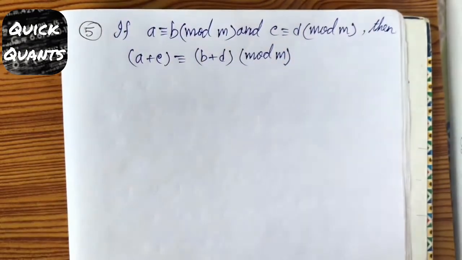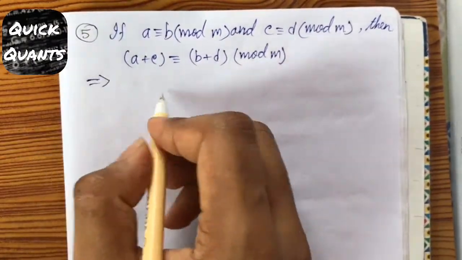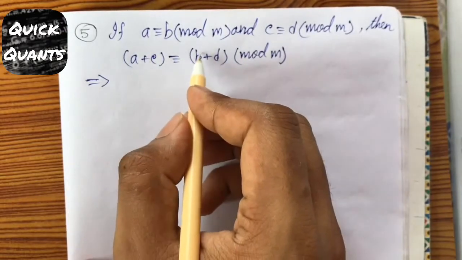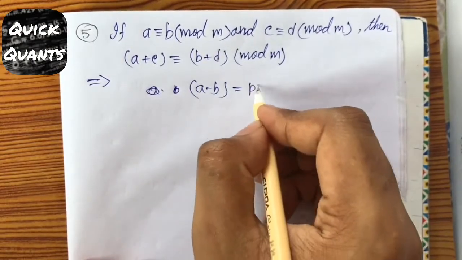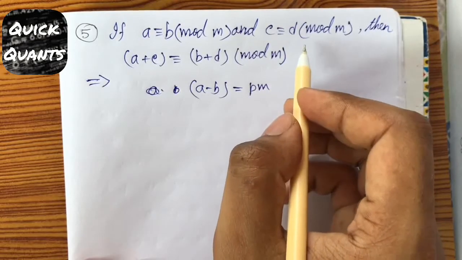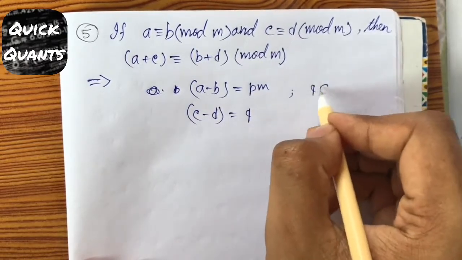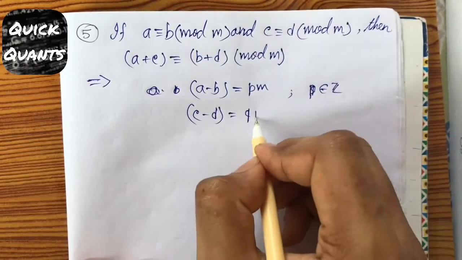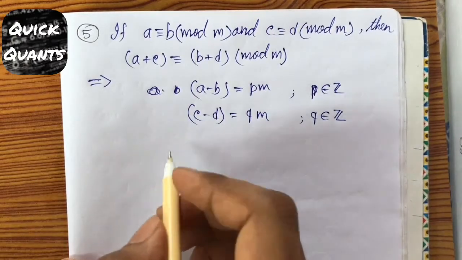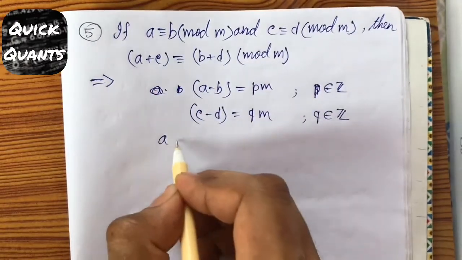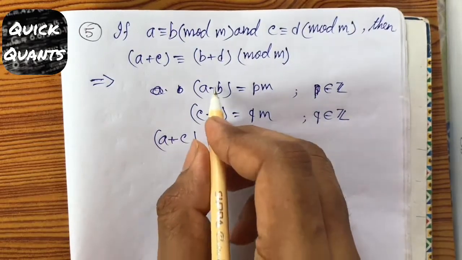Okay, the fifth property states that if A congruent to B mod M and C congruent to D mod M, then A plus C is congruent to B plus D mod M. To prove this, first it is given that A congruent to B mod M, so we can write A minus B equals some integer P into M. Also it is given that C congruent to D mod M, so C minus D equals some integer Q into M. Now if we add both of them, what do we get?